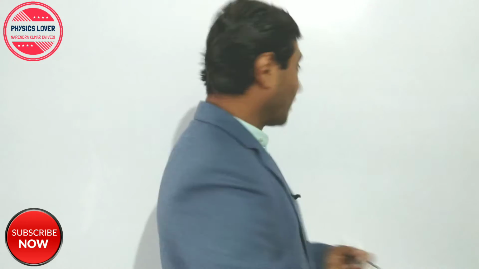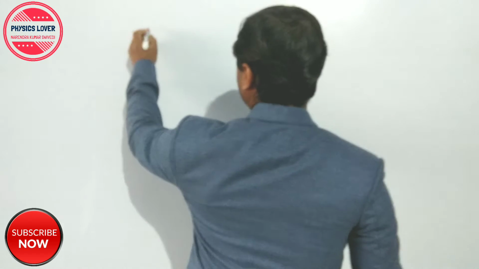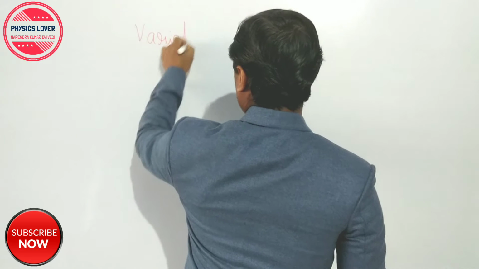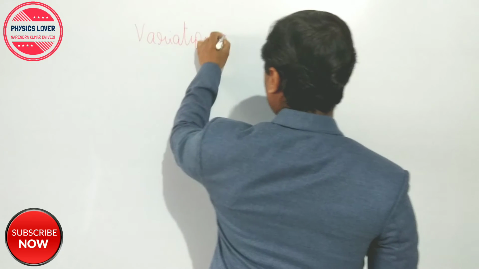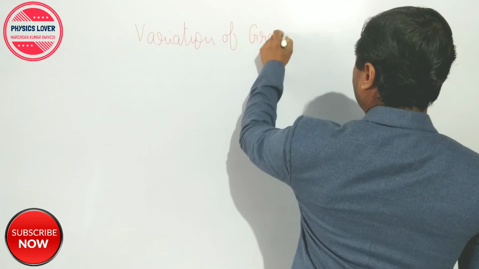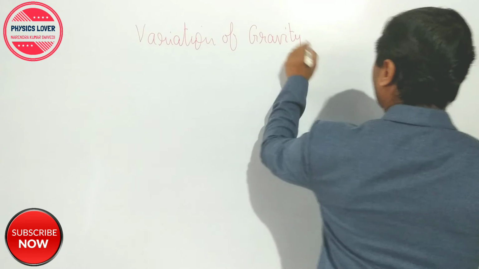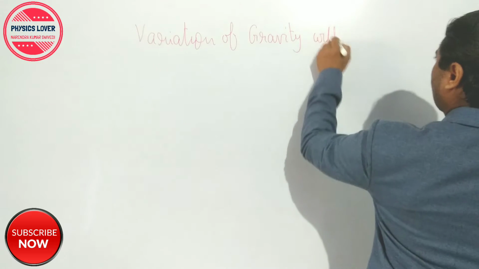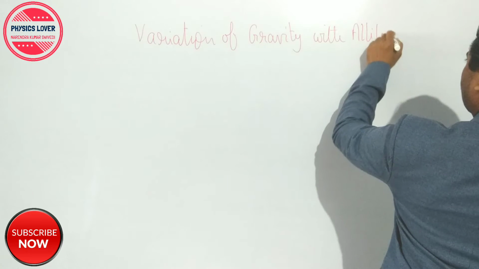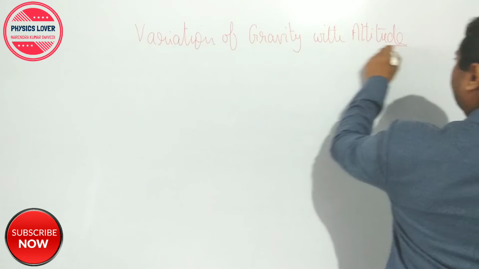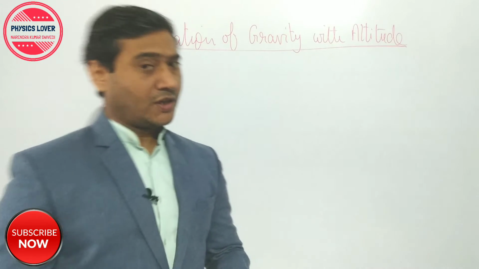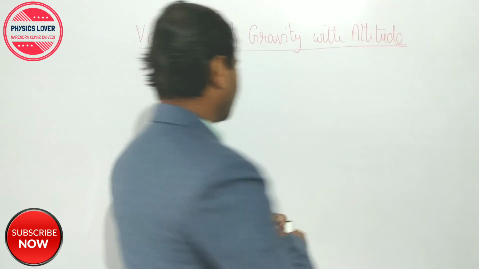So, let's see. Now, the topic that I am taking is variation of gravity with altitude. This is my topic. Okay students, so try to understand.